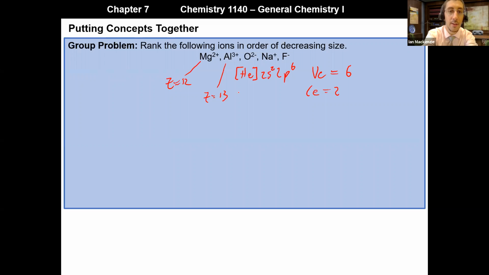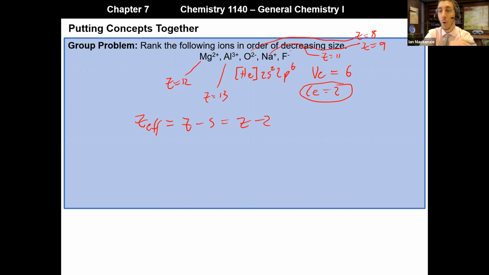Oxygen, its Z is only equal to 8. Fluorine, Z is equal to 9. And sodium, Z is equal to 11. So if I calculate the effective nuclear charge for each of these, Z effective is equal to Z minus S. Well, S is just the number of core electrons. So S here is 2 for all of the cases.